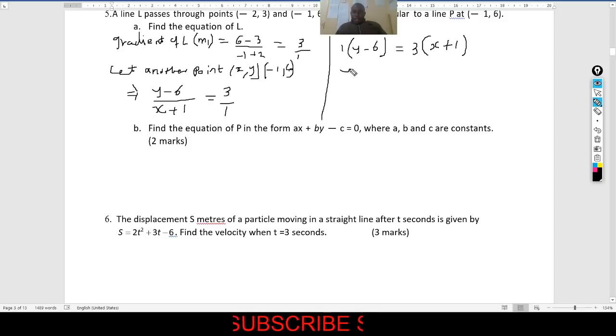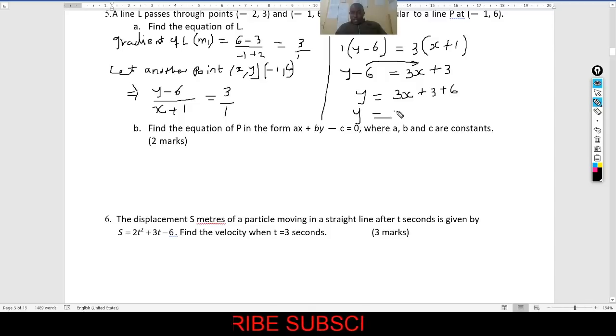So if I open the bracket, y minus 6 gives you 3x plus 3. I remain with y on the left hand side, y equals 3x plus 3 plus 6 if I take this to the right hand side. So we shall have y equals 3x plus 9. That's the equation of L.